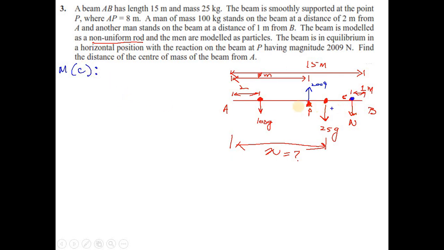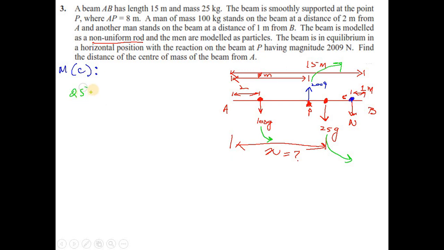So now first you need to figure out if C is your pivot, then how many moments clockwise and anti-clockwise will be acting. If you see C as a pivot, this 25g is going to produce moment anti-clockwise, so the 100g. And this 200g is going to produce clockwise moment. And this fact we can use easily. Now let's see.